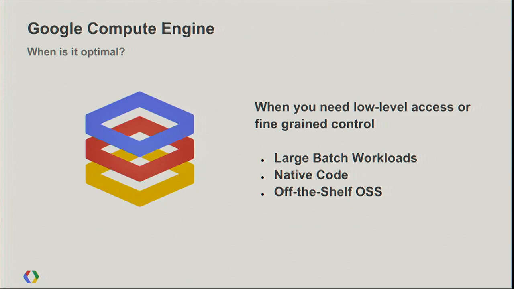So in general, it's when you need low-level access or fine-grained control. As you saw in the keynote yesterday, it's great for large batch workloads when you want to turn up a bunch of highly optimized processes to just churn through a lot of work, or when you want to fine-tune and run native code, or you want to run languages that aren't otherwise supported on App Engine. Also, if you're used to using your favorite open source stack and you just want to do that, you can do that with Compute Engine.